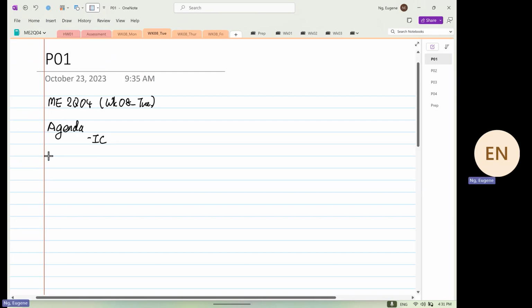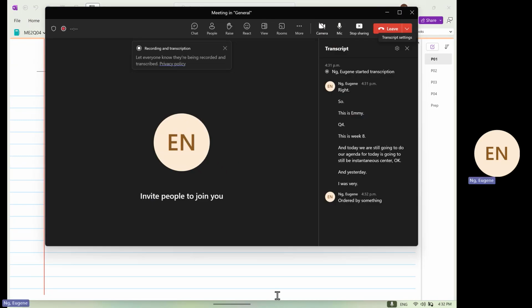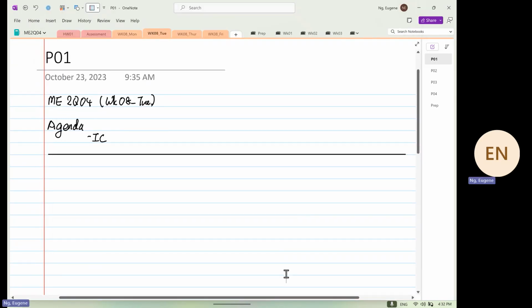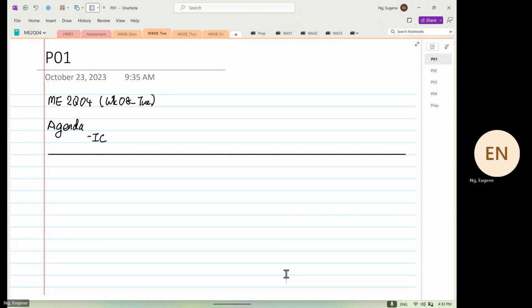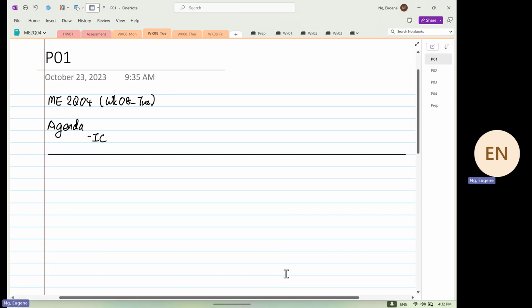And yesterday I was very bothered by something. A student asked me a really good question: Eugene, can you pick something from the previous example to do instantaneous center? And I picked one, and unfortunately, the example was pretty crappy. Am I right? It will not work. So I decided I need to show them something that works. If you show them something that doesn't work, what's the point of learning this?